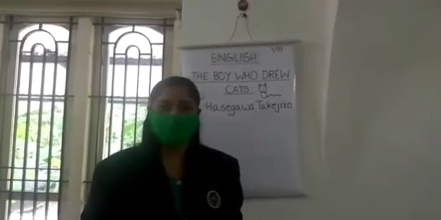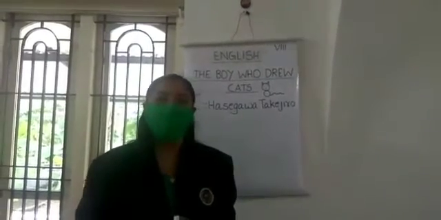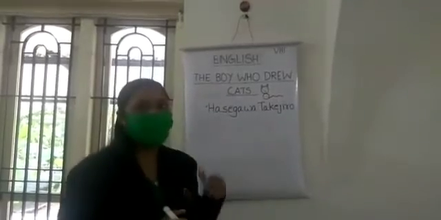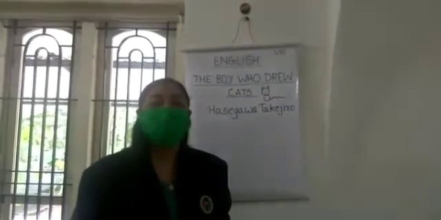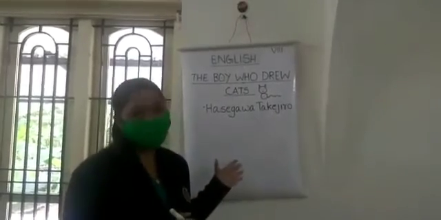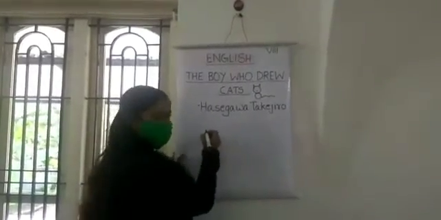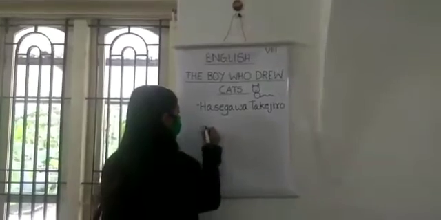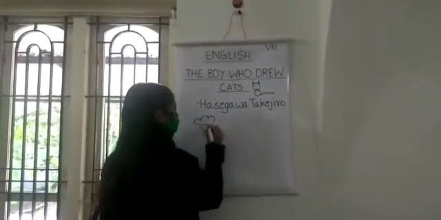So let me ask you something. What all things will you draw when you get a canvas like this? So first let me check what I will draw when I get a canvas like this. First I will draw a picture of an ice cream.